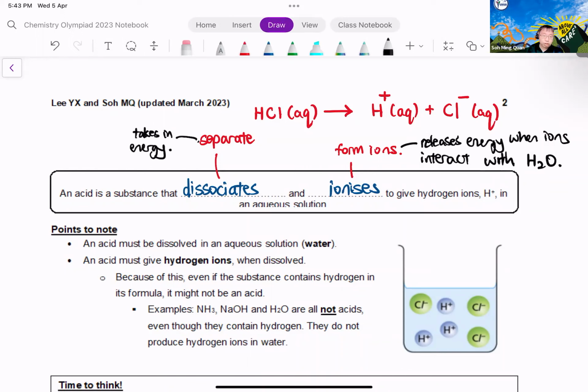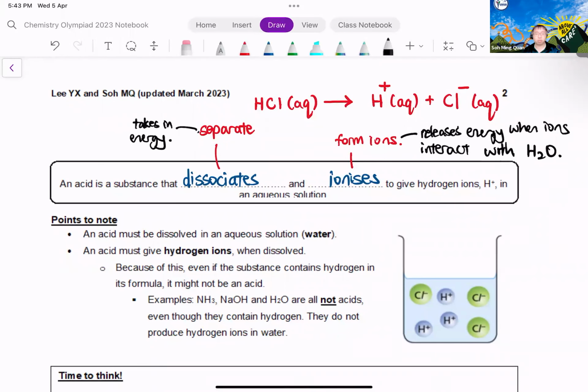Okay, so this is the definition of an acid. So points to take note of as is listed there. An acid must be dissolved in water. That's why the state symbol is aqueous. Aqueous means dissolved in water. Next, an acid must give H+ ions when dissolved. Not everything with hydrogen in its formula will give H+. I've given you some examples there. Ammonia, NH3 is not acidic because NH3 doesn't produce H+. NaOH, not acidic. It doesn't produce H+. Okay?